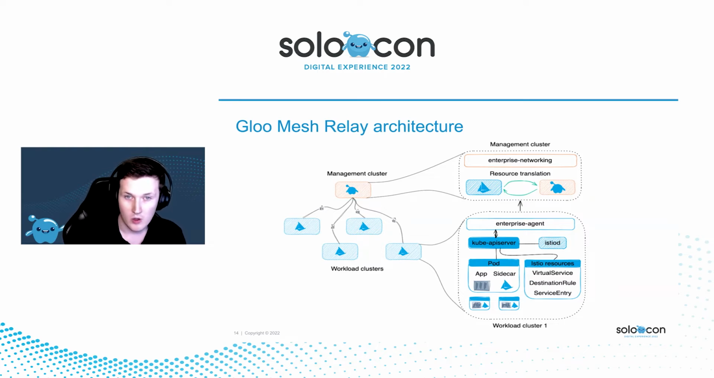And then we also designate one cluster to be what we call the management cluster. The management cluster runs what we kind of consider a control plane of control planes. So you can imagine Istio is a control plane for Envoy, but Gloo Mesh is a control plane for Istio. And what we call this control plane of control planes is the management plane.